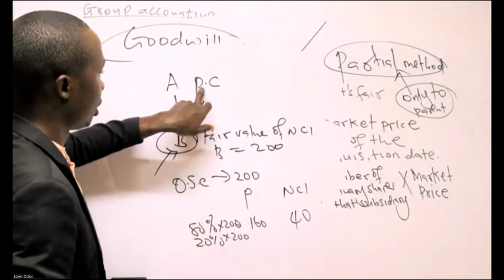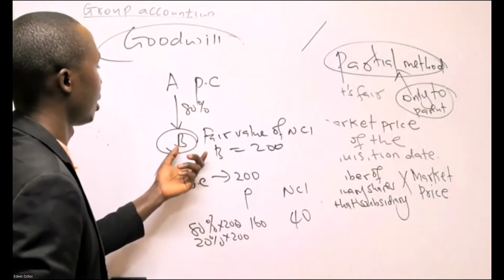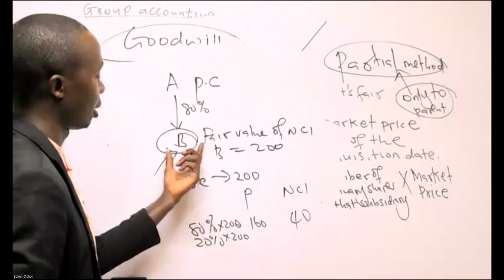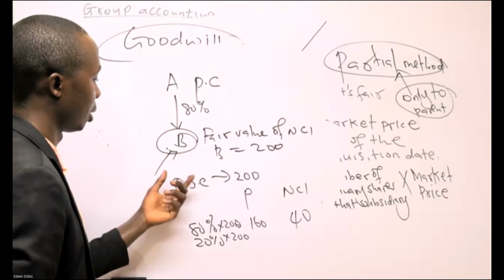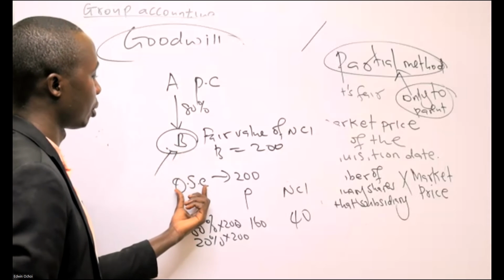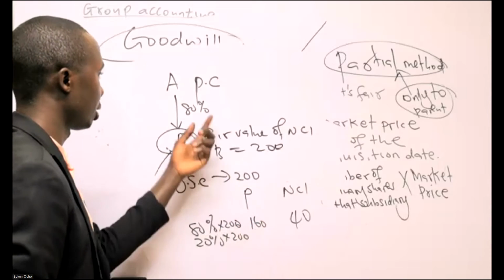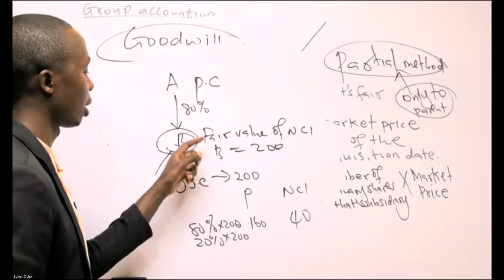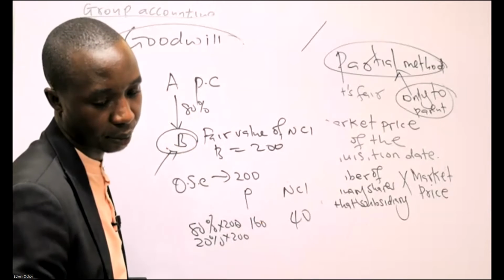So the purchase consideration is what is paid by the parent. The fair value of the NCI is what is in the NCI under B. Then the net assets are the net assets of B. Like now, ordinary share capital, which is 200, is shared 80% to the parent, based on the percentage the parent acquired B, then 20% of the same goes to the NCI.